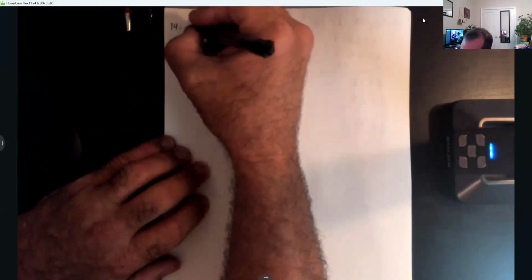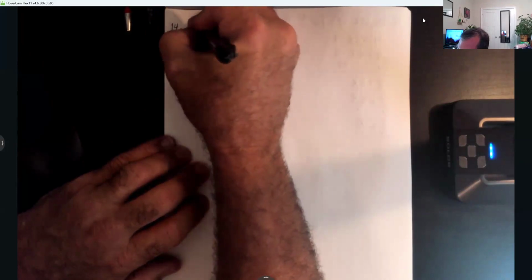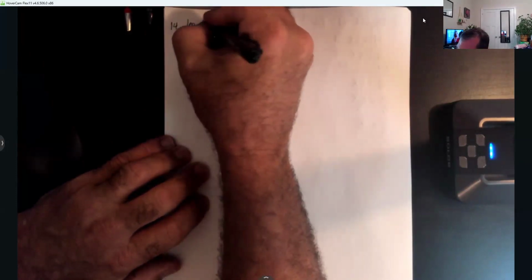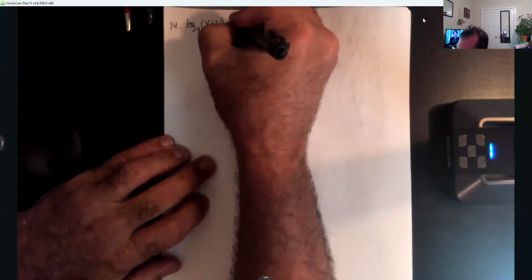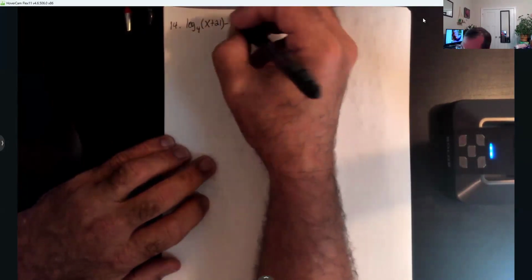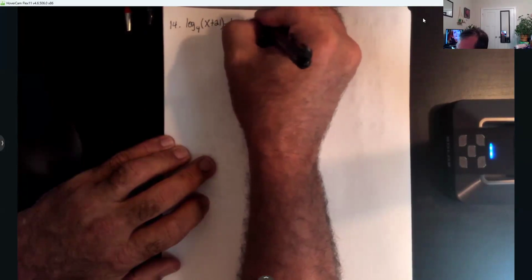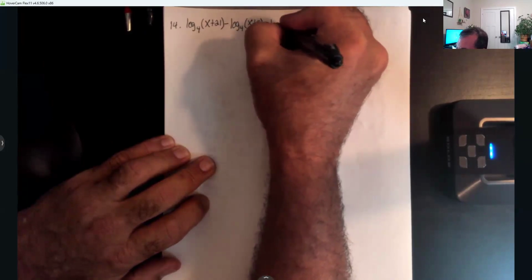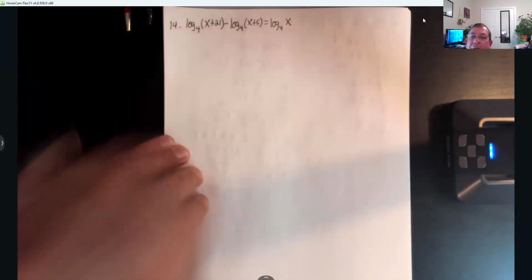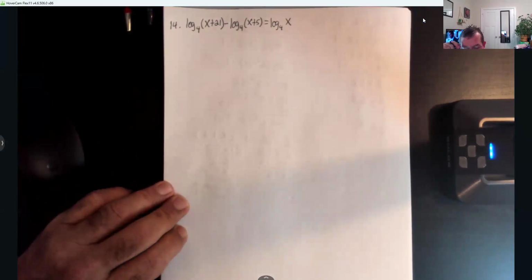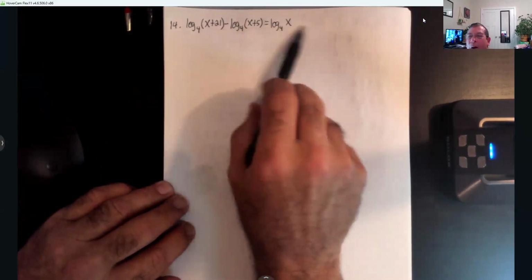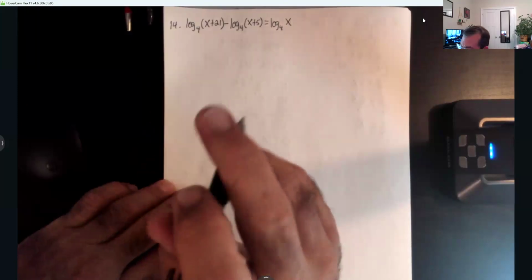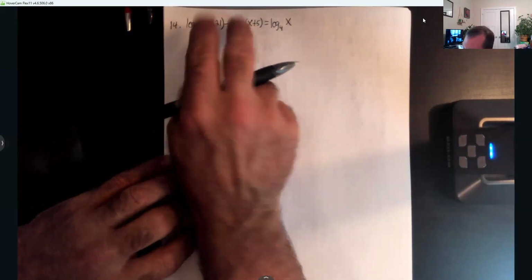All right, now watch this one, y'all. 14. We got logs everywhere on this one. I got a log base 4 of x plus 21 minus a log base 4 of x plus 5 equal to a log base 4 of x. So y'all looking at it, I got logs on both sides, but look at this. The left side has more than one log.